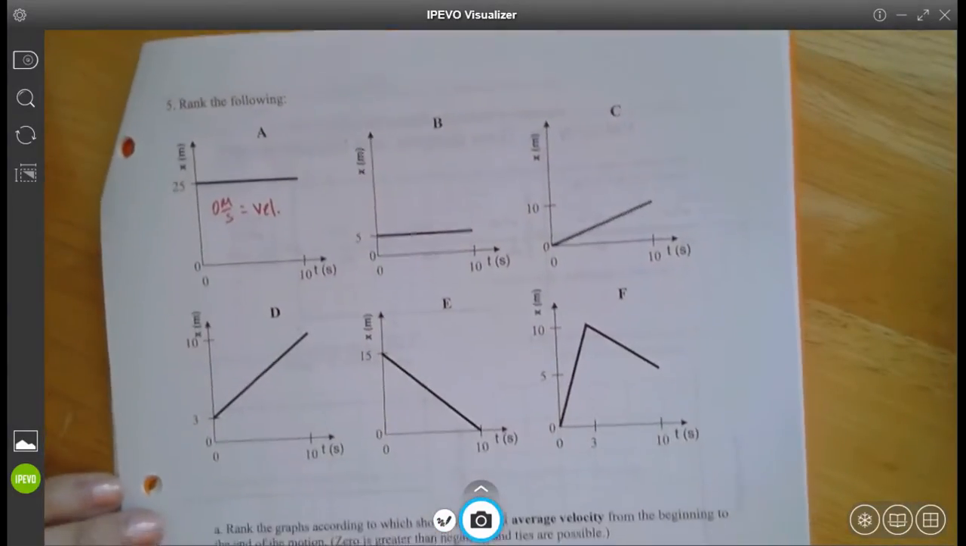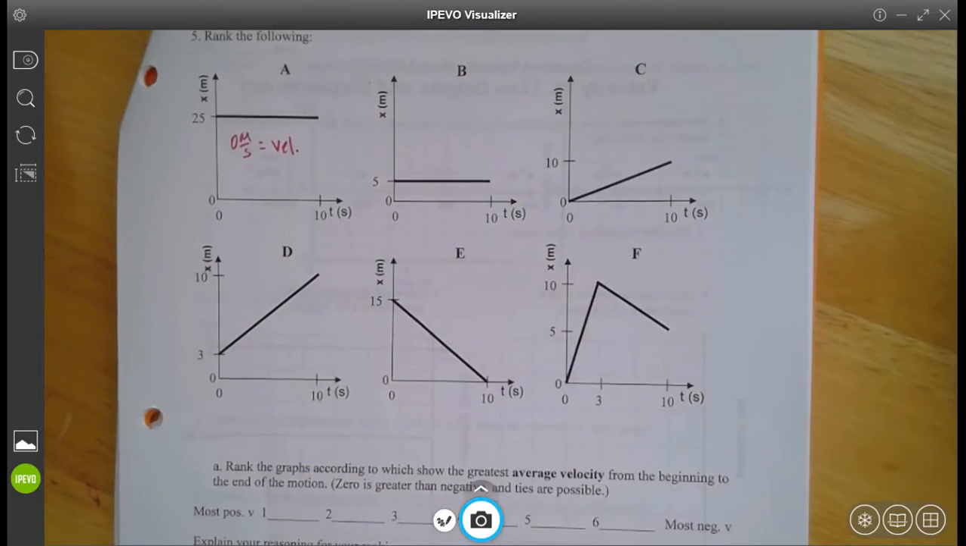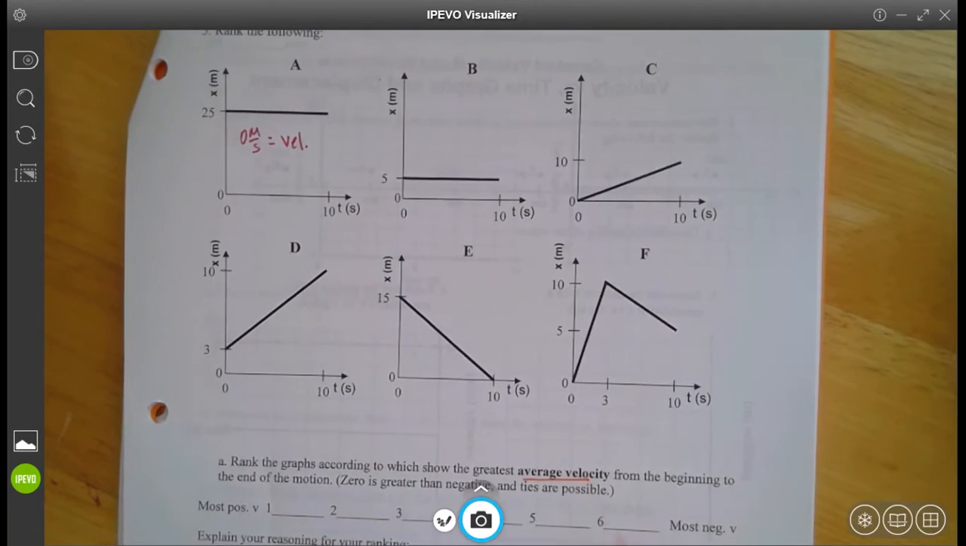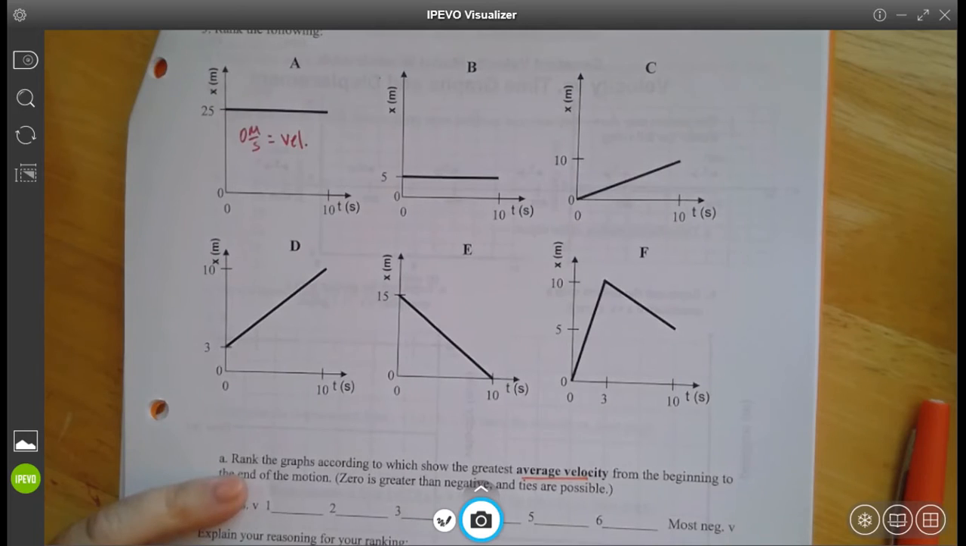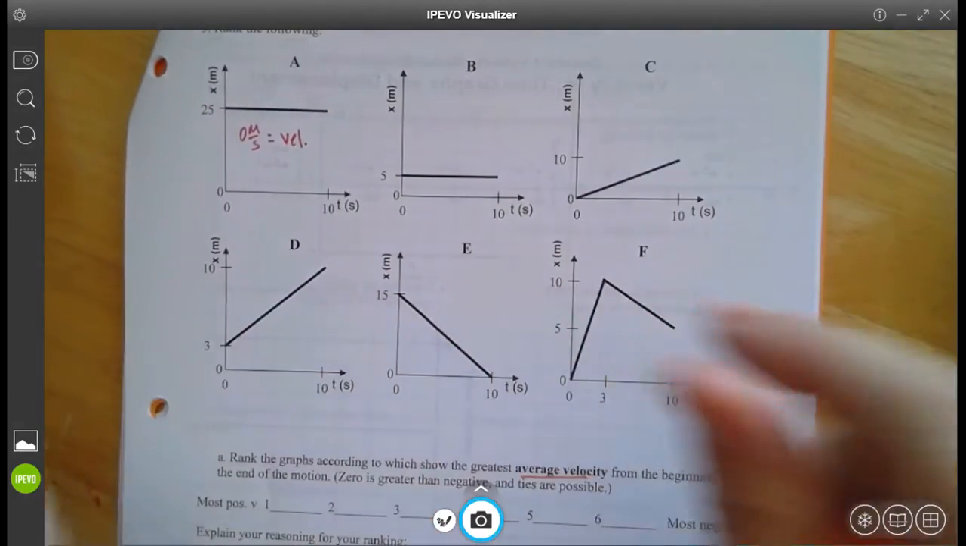So on the back, there's a ranking task. I think this is the first one that you guys have done, the first ranking task. So the way that I always approach these is I try to calculate things first. This one is going to ask us to graph the greatest average velocity and then the greatest average speed. So I'm going to change up my colors a little bit here. Most of these are actually going to have the same velocity or speed because most of these things are straight lines. So A, B, C, D, E.